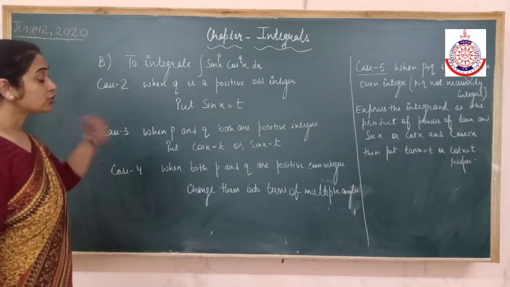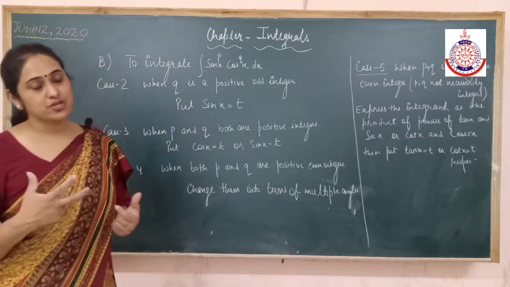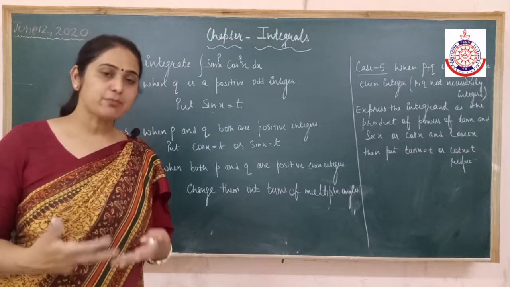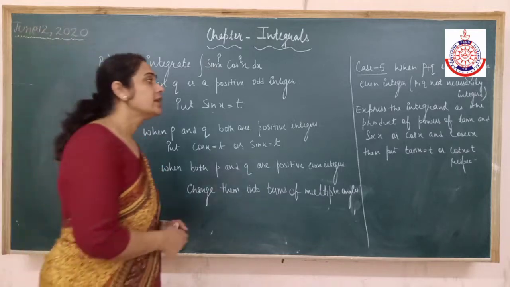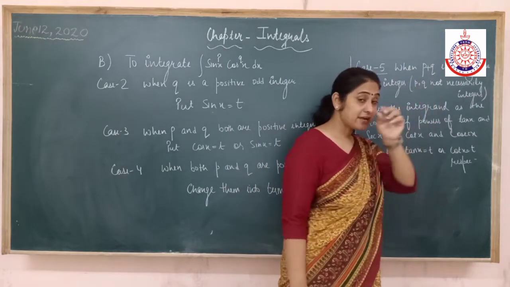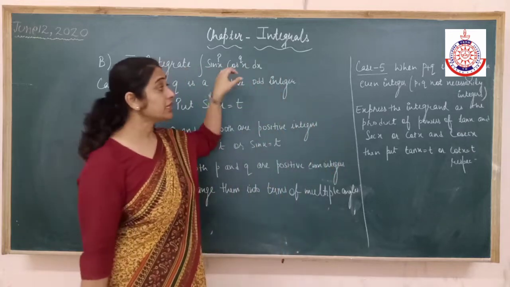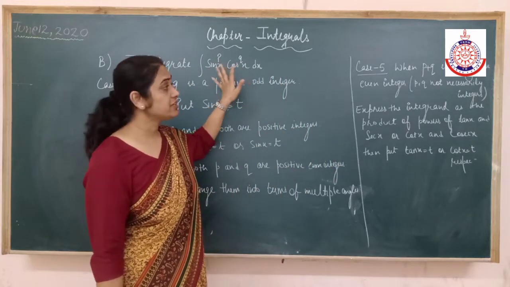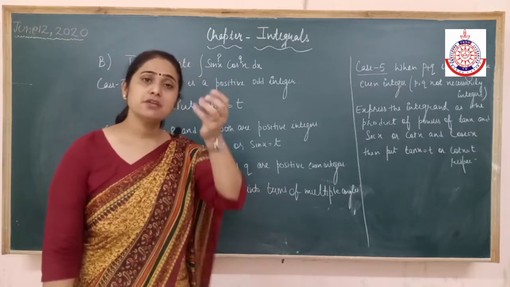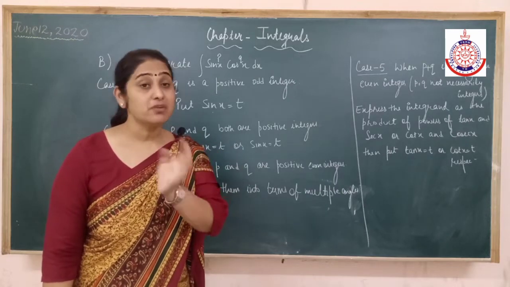Alright, then if both are positive even integers, then you have to apply some trigonometric formula. You have to change into multiples of angles. That we will support with examples, then it will be more clear. Alright, and then if p plus q is a negative even integer, that means the sum of these two powers is a negative even integer, where p and q may not be integers, maybe they are fractions, but when I add p and q, ultimately I am getting a negative even integer.